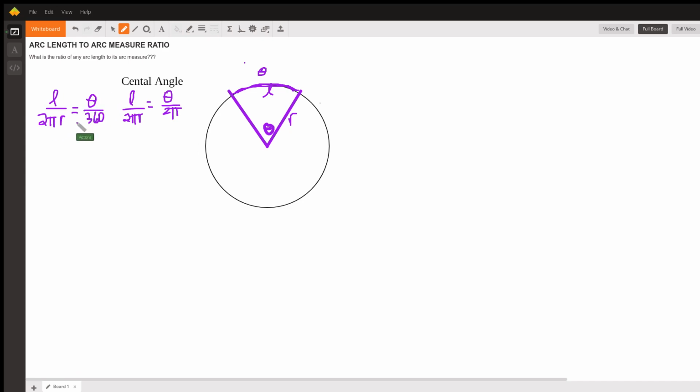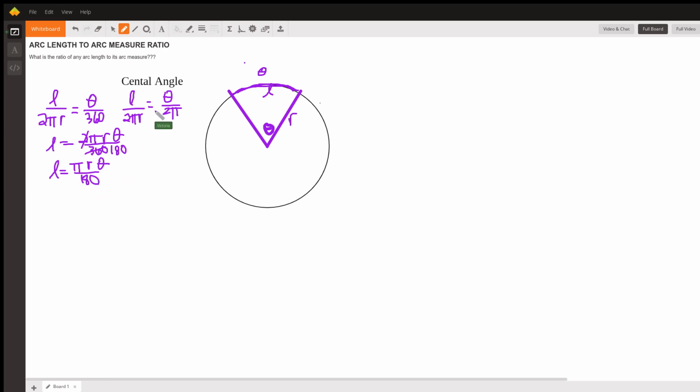So let's solve one of these. Here L, if you cross multiply by 2 pi r, is 2 pi r theta on top and 360 on the bottom. And so this becomes 180. So here's, if you're in degrees, a formula for the arc length. It's pi r theta over 180.